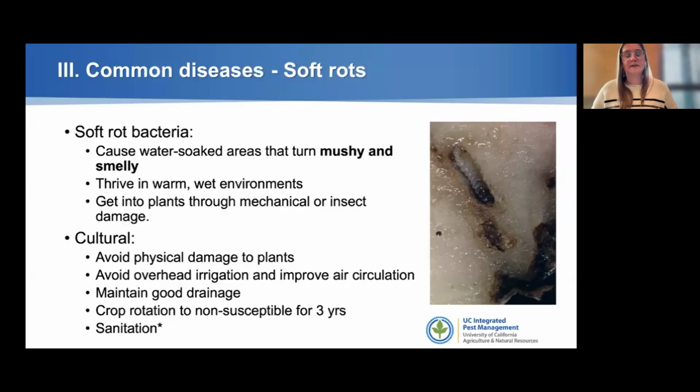Controlling irrigation and not over irrigating can help mitigate these problems as well, and improving air circulation to the plant in general. Having good drainage, and if you do have an issue with it, rotating to something that is less susceptible, that doesn't have those bulb, corm, tuber, or root vegetables, can help. And sanitation, again, cleaning up those infected plants, but also preventing insect damage itself.